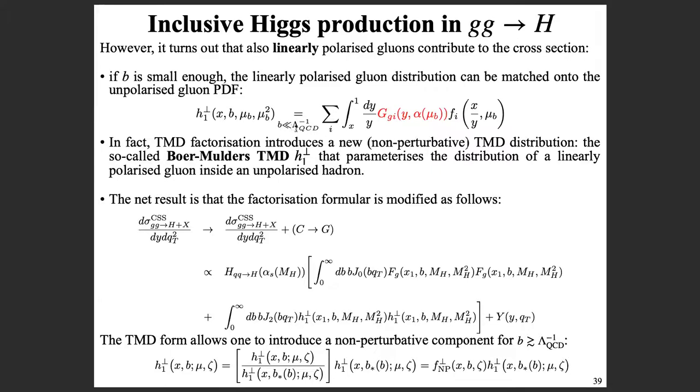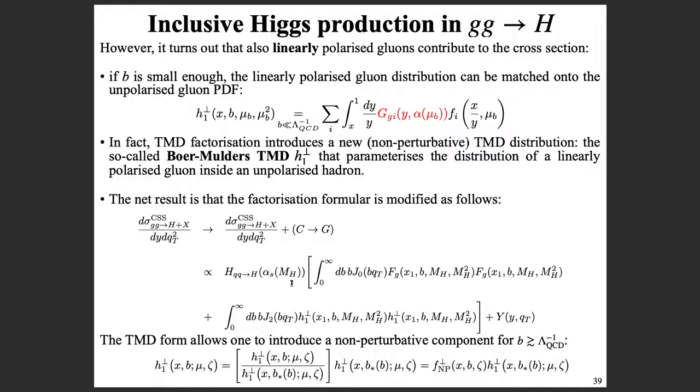And actually, if b is much smaller than Lambda QCD to the minus one, then this can be matched onto the unpolarized collinear gluon PDF by means of perturbatively computable matching functions. So at the end of the day, the QT distribution for gg into X production is essentially like the CSS formalism with the function C, and then you have another contribution in which you replace the function C with the function G, which takes into account the linearly polarized gluon. So it's almost the same.